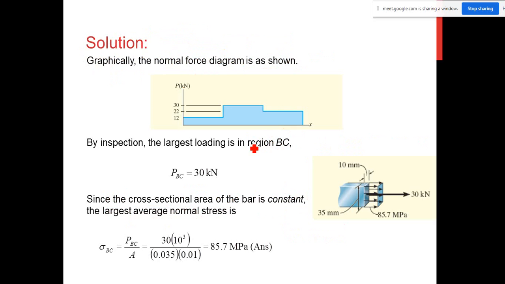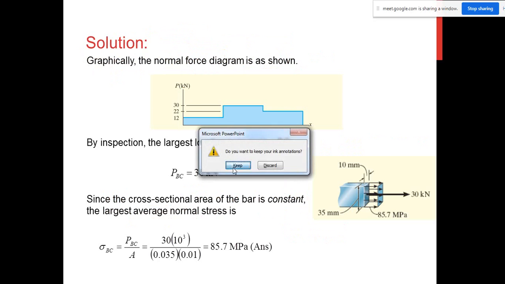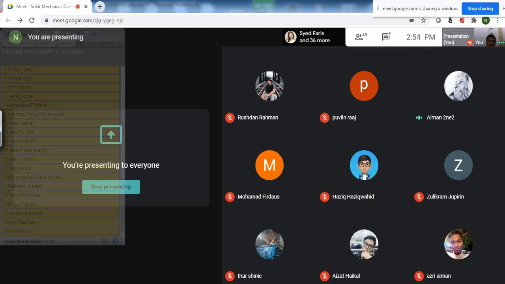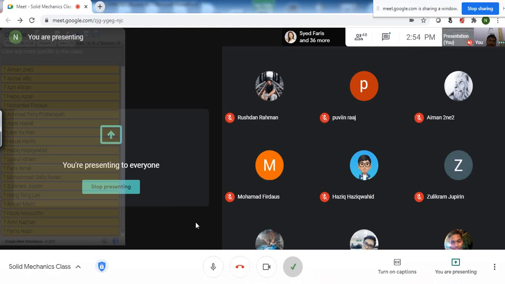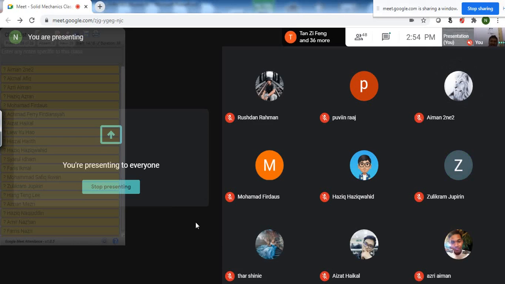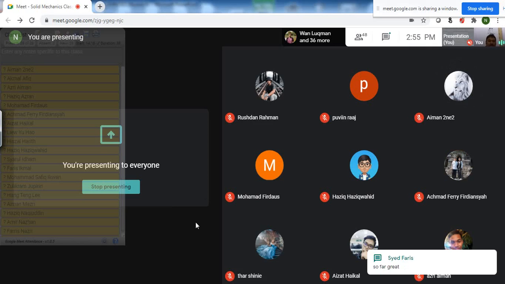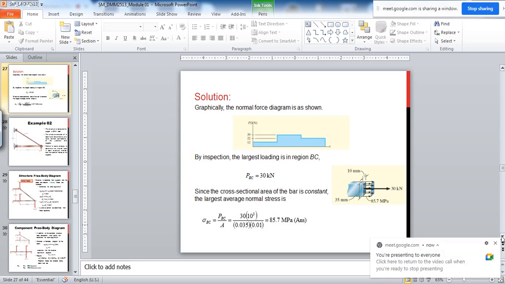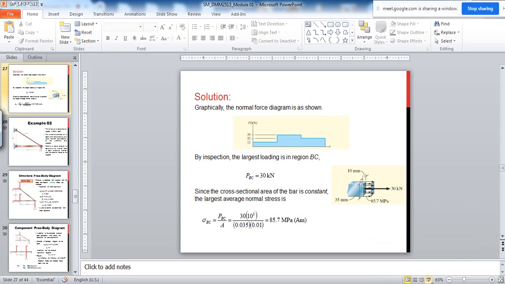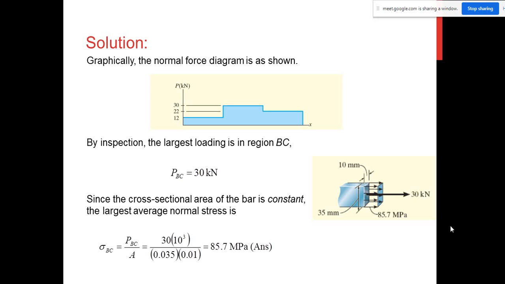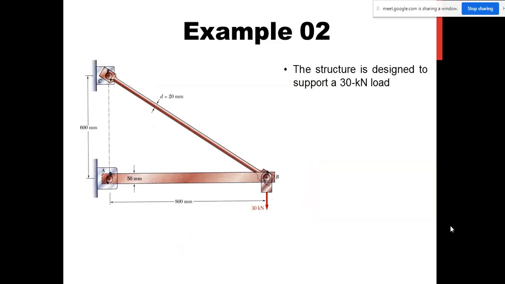All right. Okay, guys, any question? No, sir. Easy? Okay, sir. So I hope you know how to do the sectioning and also draw the free body diagram. That is the simple example I just showed you, so I hope you can understand and follow.